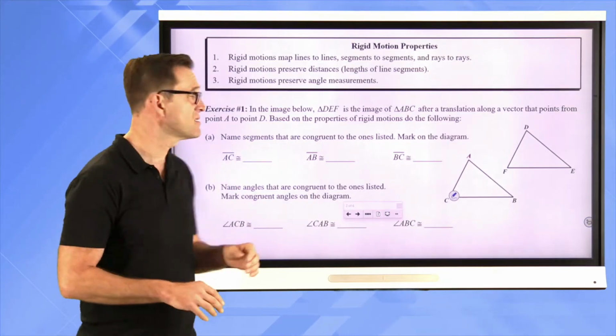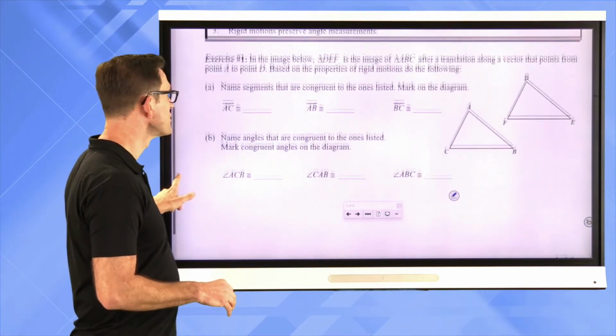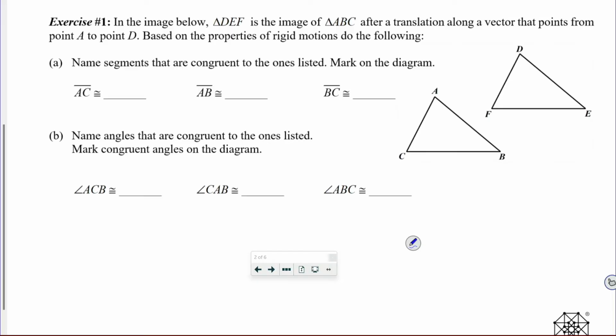All right, that being said, let's take a look at exercise number one. In the image below, triangle DEF is the image of triangle ABC after a translation along a vector that points from point A to point D. Based on the properties of rigid motions, do the following. Letter A, name segments that are congruent to the ones listed. Mark on the diagram.